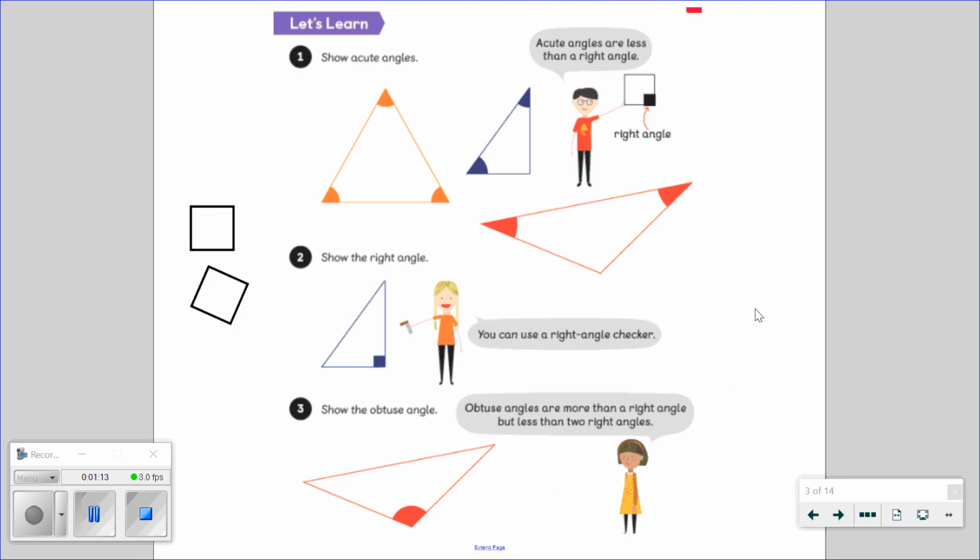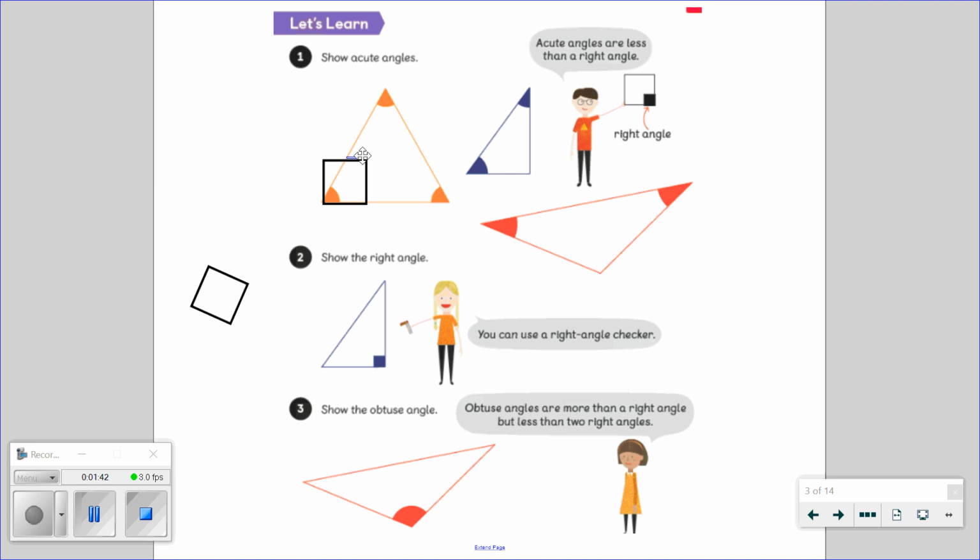So here, Charles is demonstrating what an acute angle is. He says acute angles are less than a right angle and shows us that a right angle is used in the corners of squares. So let's have a look at these angles. I've got a square here, and I can see that if I put it over this angle here, the angle is smaller than a right angle.